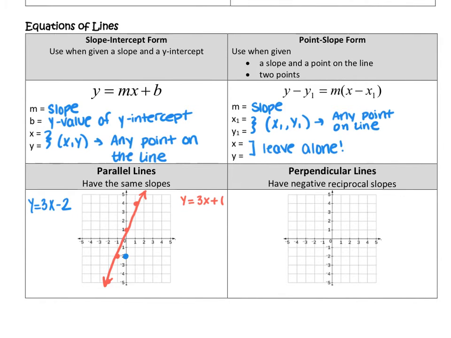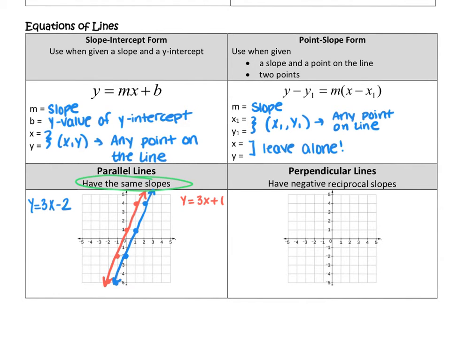And we're going to do the same thing, up 3 over 1. Up 3 over 1. Same thing now, down 3 over 1. And what you'll notice is these two lines are parallel. They never intersect because they have the same slopes. So you can go ahead and write that. Parallel lines will have the same slopes, or you could just underline there where it says same slopes.